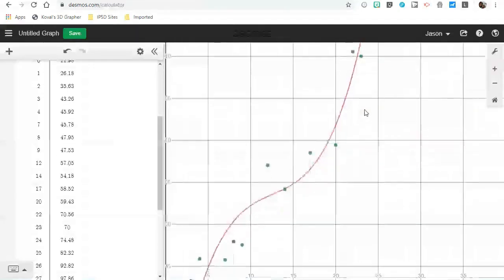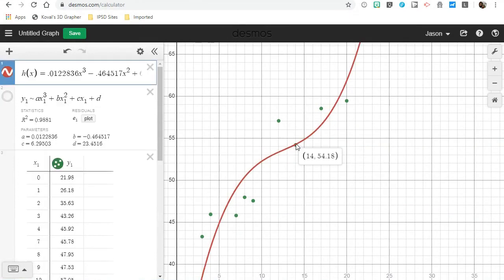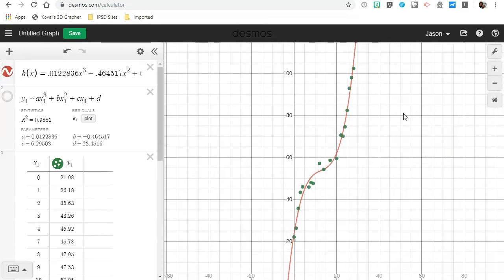So if you look, clearly the curve doesn't intersect all of the points, and as a matter of fact, it doesn't intersect any of the points, because at 14, even though that one looks like it's pretty close, it's still not exactly on top of it. So it doesn't match any of the points, but it gives me the best fitting cubic curve for these data points. And so if I look, this is what I have, 0.0122836 x cubed minus 0.464517 x squared plus 6.29503 x plus 23.4516. That gives me the curve, and I've labeled it as h of x on my Desmos.